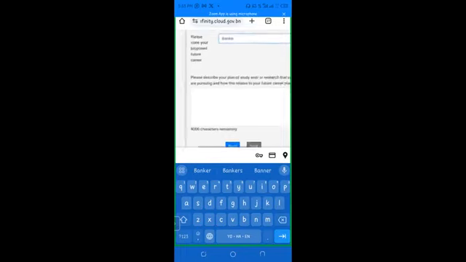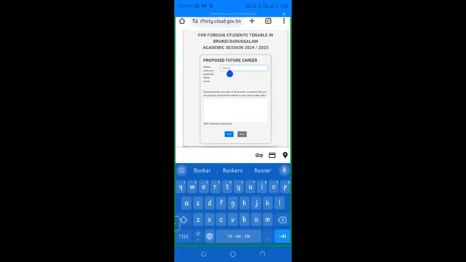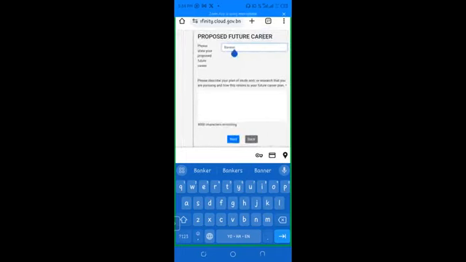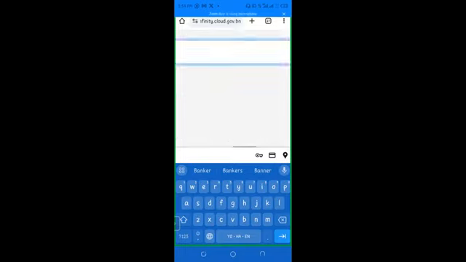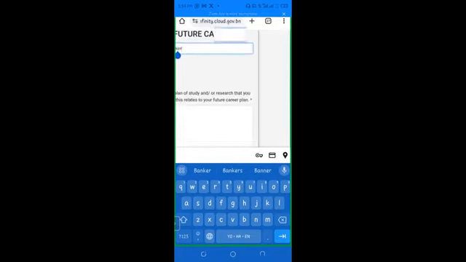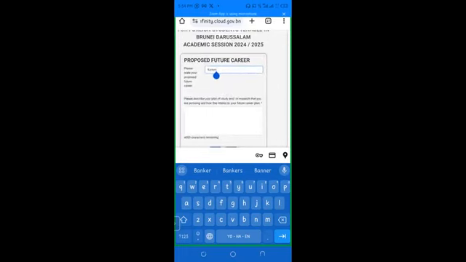And then they want me to describe my plan of study, meaning that you can see that this one is starred red, so it's compulsory. So I have to write down what I plan to study, or please describe your plan of study and or research that you are pursuing and how this relates to your future career plan. Now that I've said that I want to be a banker in the future, whatever I'm going to fill in here is going to be relevant to banking. So I'll have to maybe go back and sit down and ask myself why I want to be a banker and then write everything down and make it into an essay.